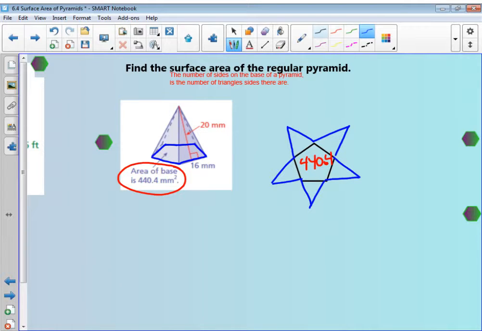So I've got a triangle that has a base of 16, so this right here is 16. And a height that's going up, which I'm going to just draw on this one, that is 20. Okay, so if I do area of a triangle, base times height divided by 2, I'm going to do 16 times 20 divided by 2.